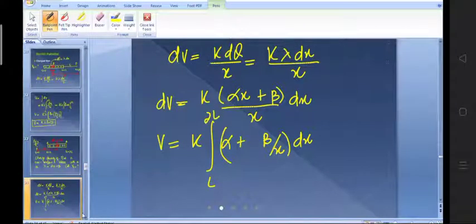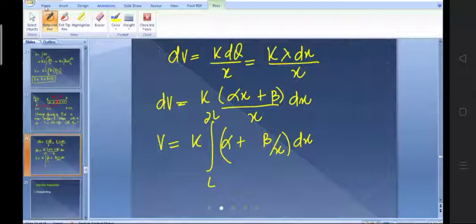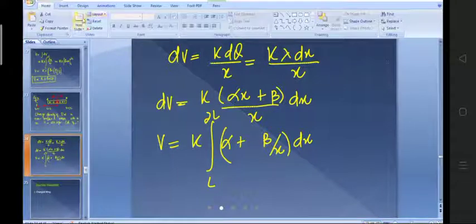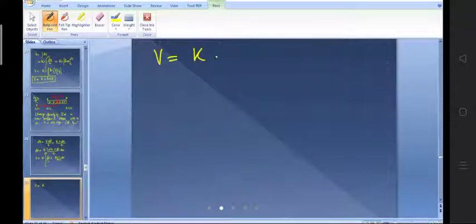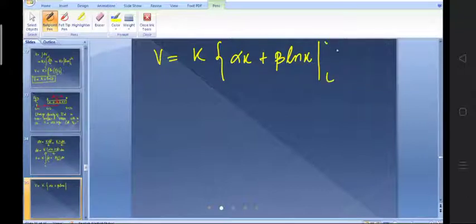Okay, L to 2L. But the potential here finally will be this. Concentrate here. So what is the potential here? The potential will finally be equal to this. V is equal to k, a constant, keep it as such. Integration of alpha is obviously alpha x. So it will be something like this: alpha x plus beta into ln of x. Then what about the limits of integration? They will be from L to 2L.